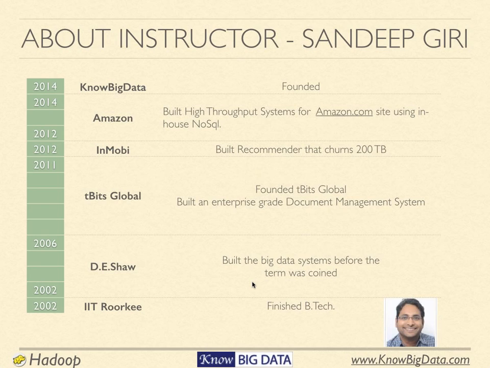And in 2006, I founded a company called Tbits Global, where we built a document management system somewhere along the lines of MongoDB. Then in 2012, I joined InMobi, and there we built a recommender after churning around 200 terabytes of data. So at InMobi, instead of displaying ads in your mobile app, we started displaying recommendations for you, the application recommendations which you can install.